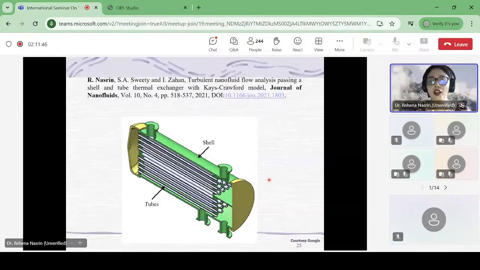Now I am showing a few of my published research works where I used many kinds of practical geometry or apparatus.